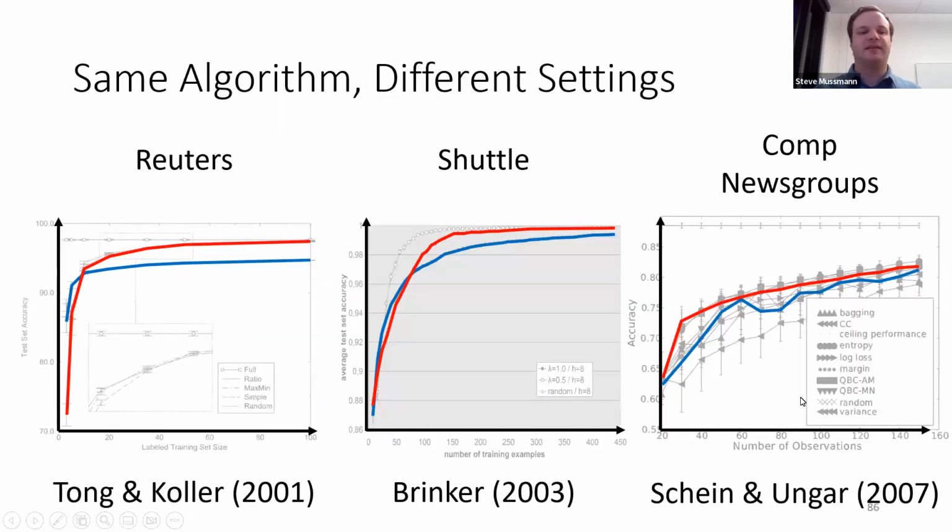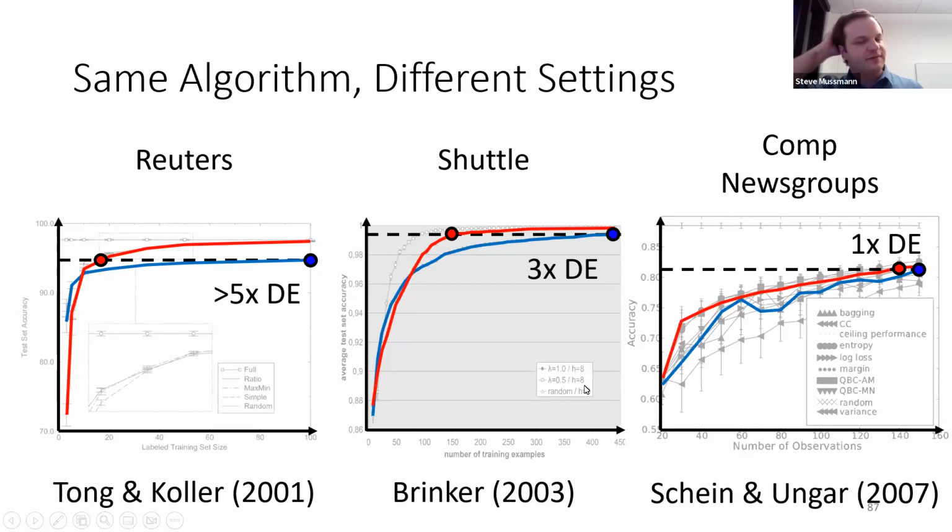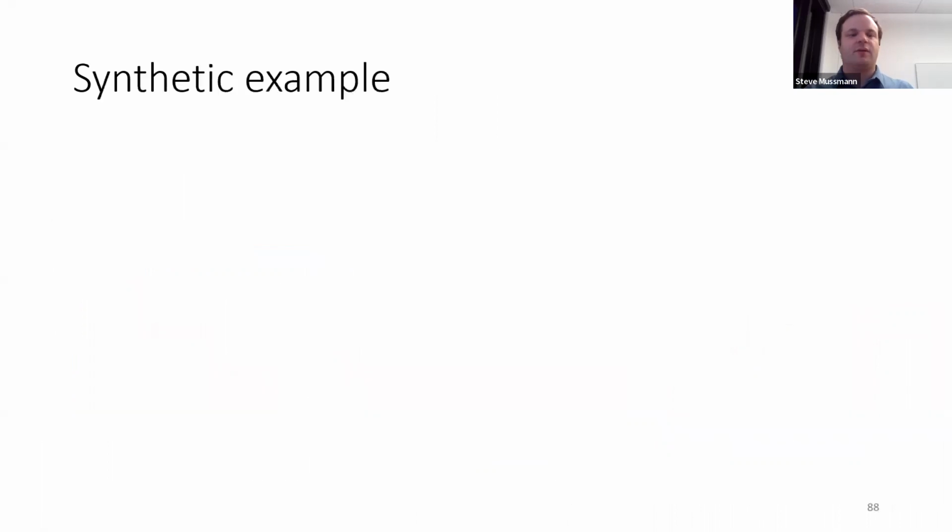All right, so going back to these different plots from the literature, the data efficiency varies quite a bit, with more than 5x data efficiency in the first plot, 3x in the middle, and barely more than 1x on the right side. So how do we explain this? Well, there could be a lot of things going on with these data sets, so maybe it would be easier to look at a simple synthetic example. Can we reproduce this phenomenon in a simple setting?